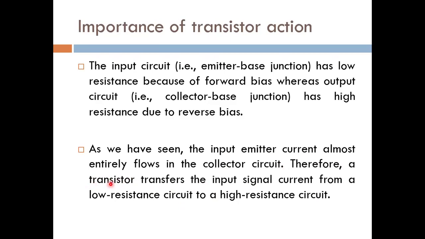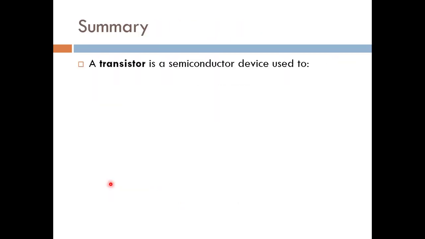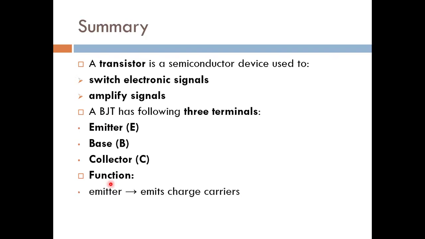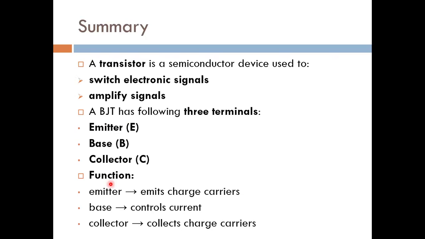So transfer of resistance. And with this, we conclude this, that it's a semiconductor device which is used to either switch electronic signals, that means switching, or amplify the signals, that is amplification. So it has three terminals: emitter, base, collector. Function: emitter emits charge carriers, base controls the current, and collector collects charge carriers.